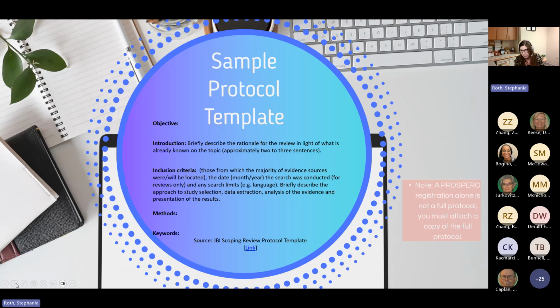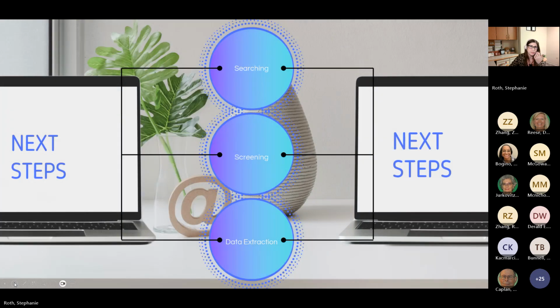And then PROSPERO, they changed their registry form a little bit. It used to be the protocol, but now it's not considered a full protocol, so you have to attach a full protocol. So you should still be drafting a full protocol alongside completing the registration list of everything that you have to include for that. And creating the protocol is something I give feedback on with my teams.